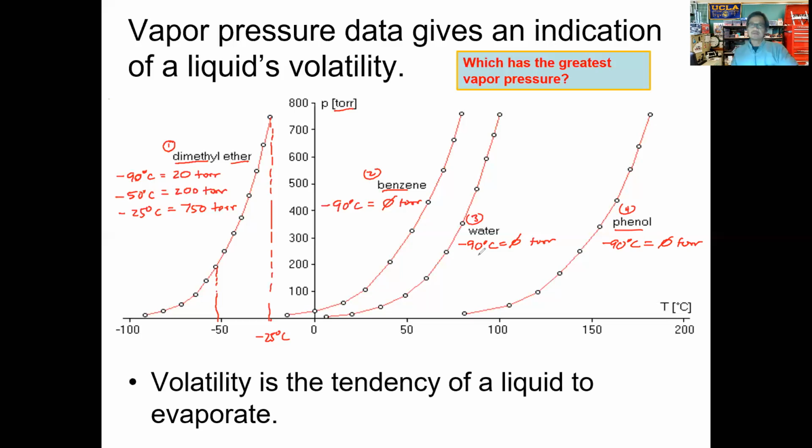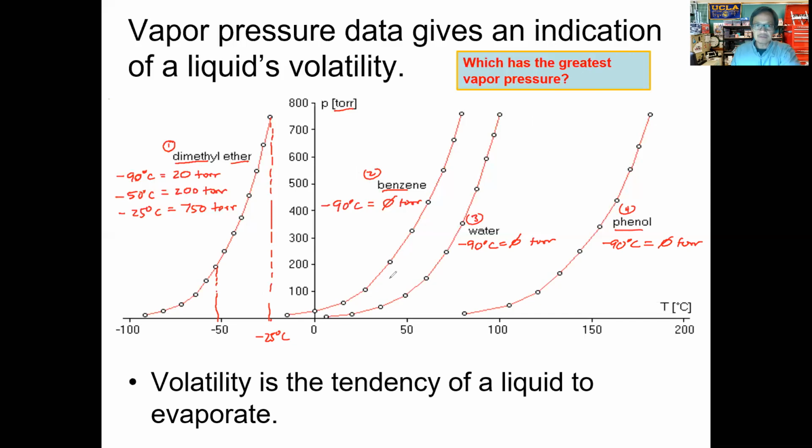So with that said, the question then is, which one of these would have the greatest pressure? Well, we haven't gotten there yet. Okay, we can answer that now. At any temperature below negative 25 degrees Celsius, dimethyl ether will have the greatest vapor pressure. Because look at this, at negative 90 degrees Celsius, it's already registering 20 torr, and it's all the way up to 750 torr at negative 25 degrees Celsius before any of these even start to exert a vapor pressure.